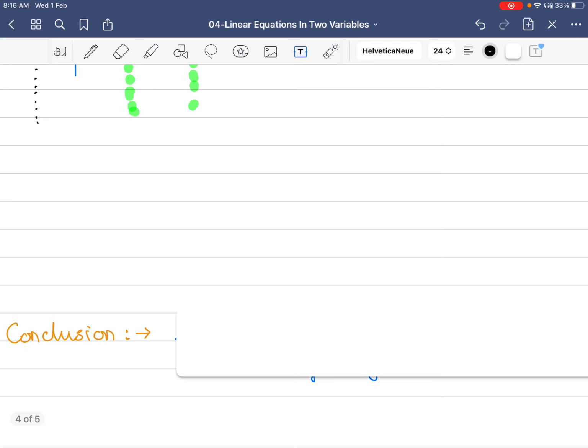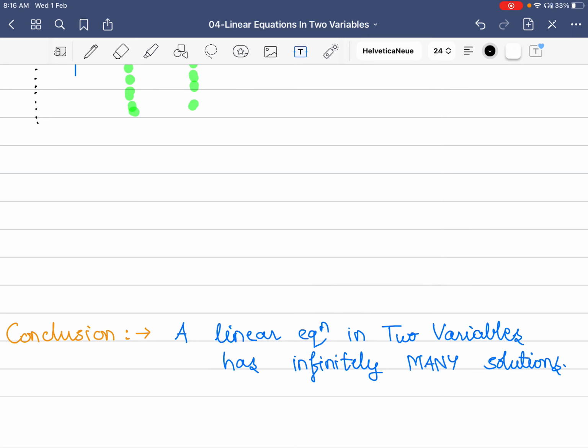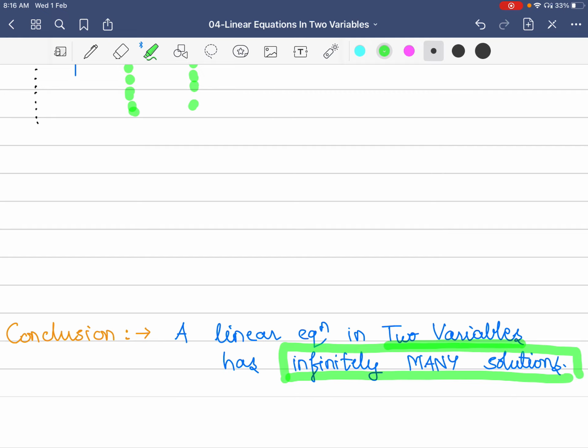So let's read it out. A linear equation in two variables. So this is an important point. Two variables has infinitely many solutions. So I'm just going to box it. This is very important.